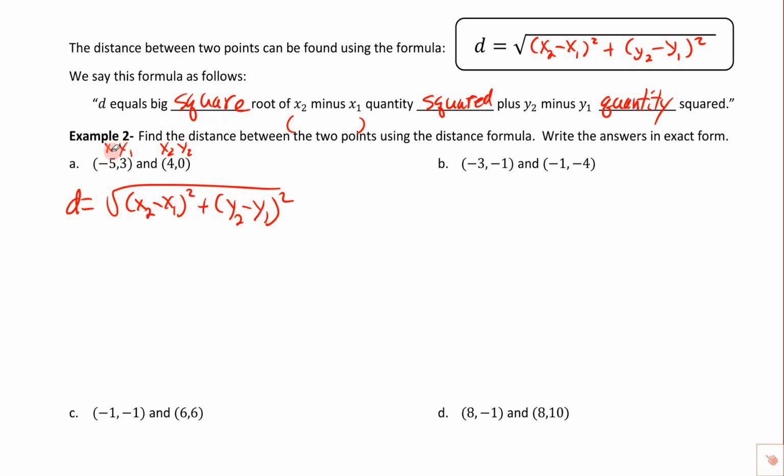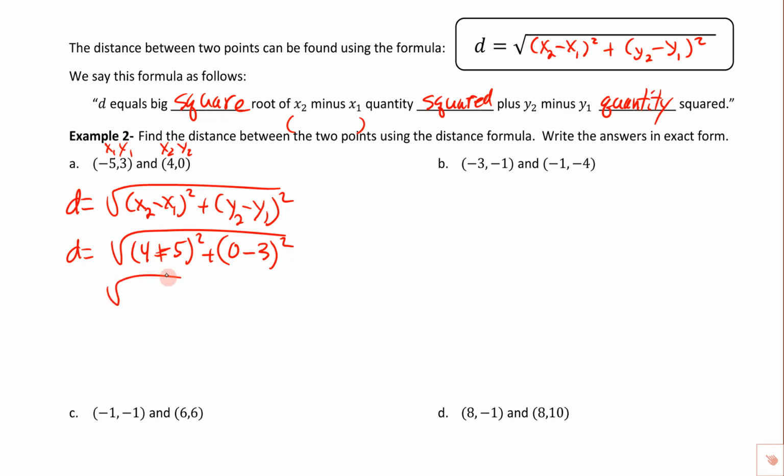So that means our x2 is going to be right here. So this is going to be a 4. So I'm going to write d. And again, you're not going to have to write this every single time. So I'm just going to write the big square root, the parentheses, and this is going to be 4. Write the minus, then go find what x1 equals. Minus 5 quantity squared plus y2 is 0. Write the minus, and then go find what y1 equals, quantity squared. So this is going to be 4 minus minus 5, so that's going to be a plus 5.